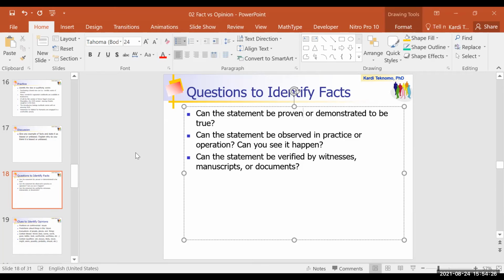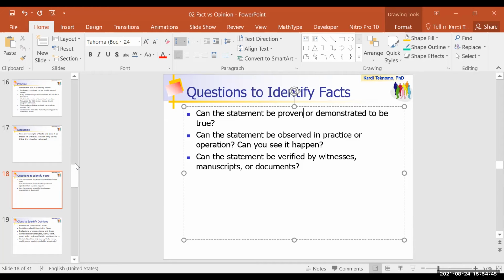Right? Can the statement be observed in practice or in operation? Okay. Can you see that happen? And can the statement be verified by witness, by a manuscript, or by a document? These are ways to identify the fact.